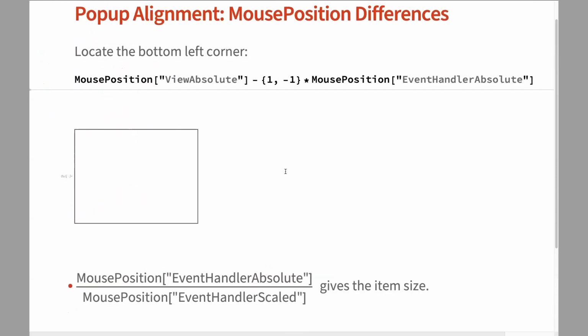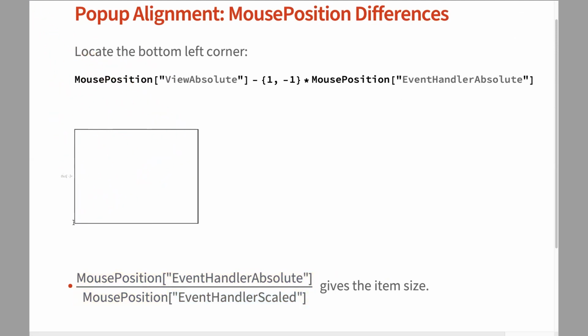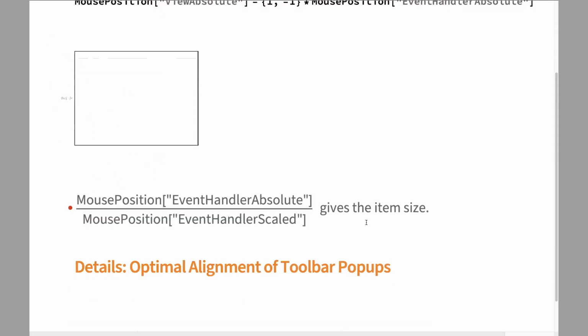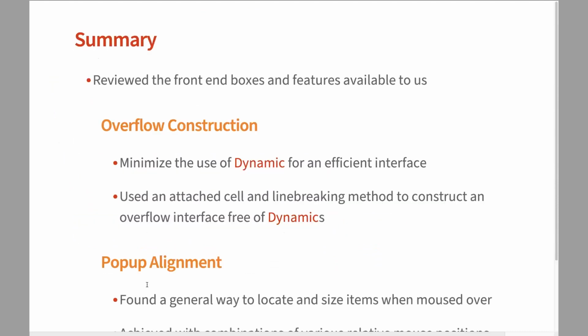And then finally, you can also get the size, because you may want to attach to the right edge rather than the left edge. If you take the quotient of the absolute coordinates over the scaled coordinates, that's going to give you the size of this event handler, which you could then add to this coordinate here. If you want to implement this yourself, there are just some things to look out for, so have a look at that section.